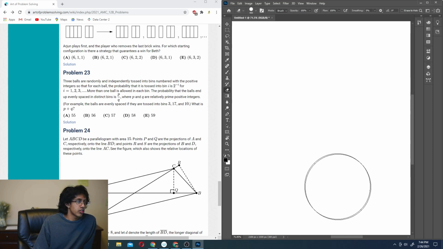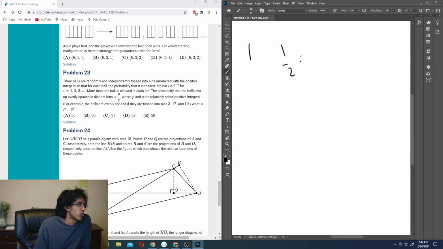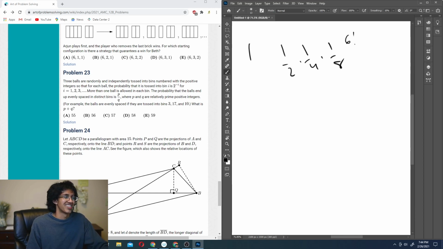That makes sense. I guess we could do casework on the distance. Let's say the distance is 1. Then you could do 1, 2, 3, which has a probability of 1/2 times 1/4 times 1/8. It doesn't matter what order it is, since the balls are tossed randomly and independently, so we multiply by 3 factorial, which is 6.